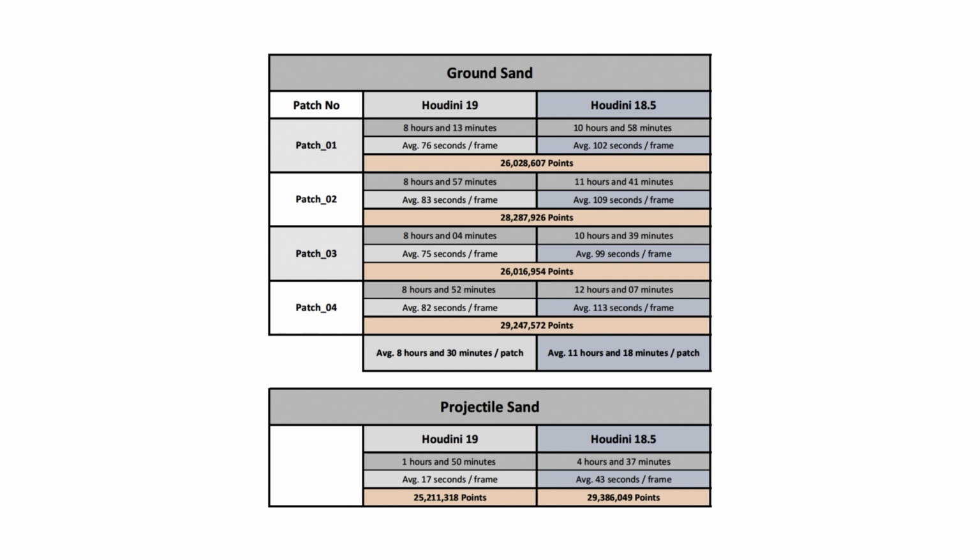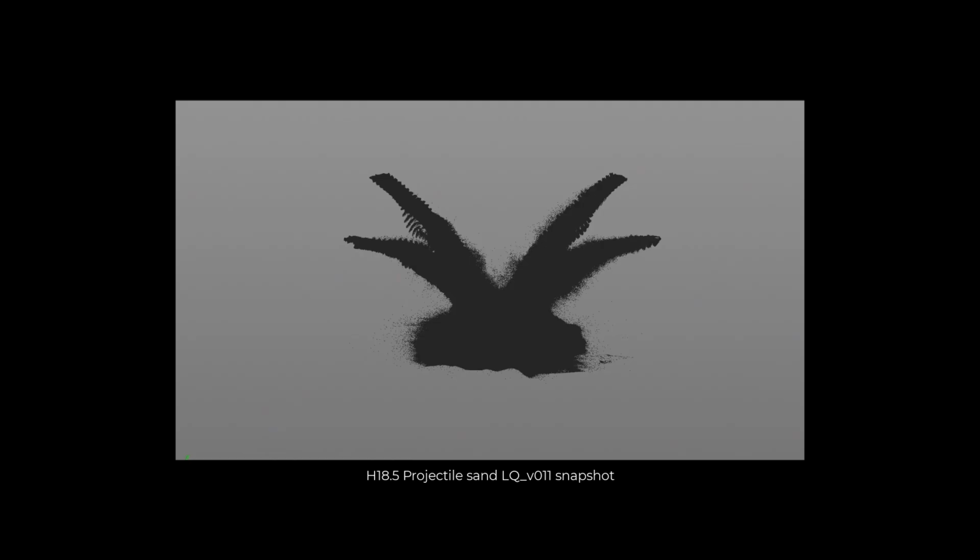And the differences in sim time was actually mind-blowing. Especially for the projectile sand, it was like a 3-hour difference. I don't know what sort of magic they practice at Side Effects, but the speed difference is really amazing. What I also noticed the first time I simmed the projectile sand in Houdini 19 is there were no more loose particles. The result looked very clean as opposed to the Houdini 18 one.